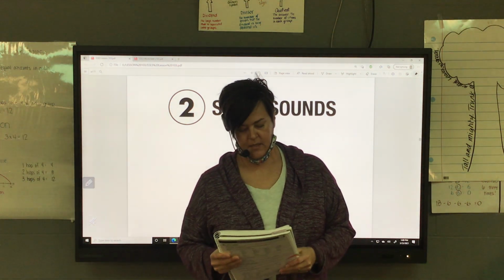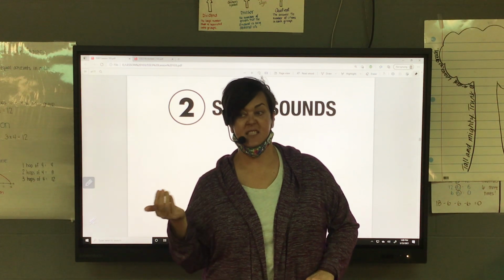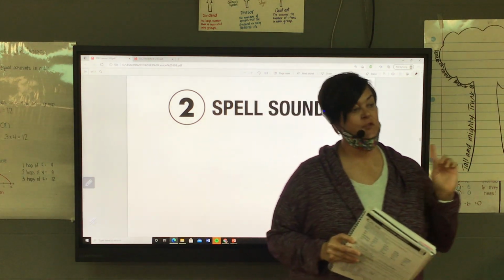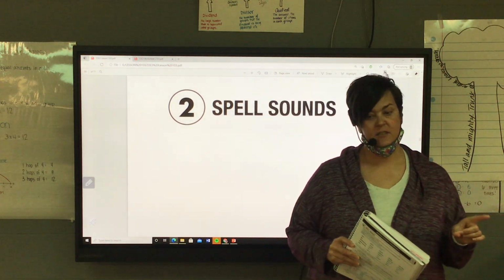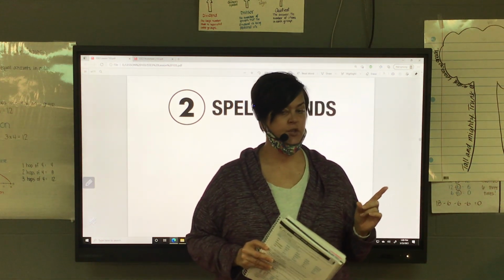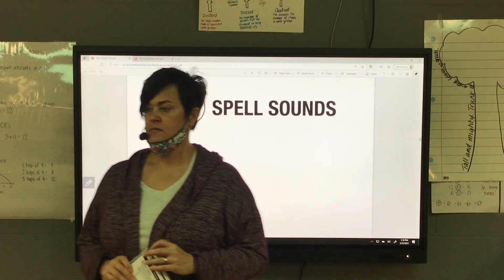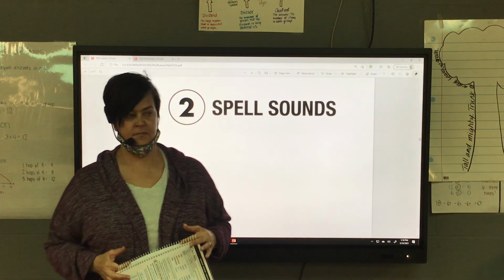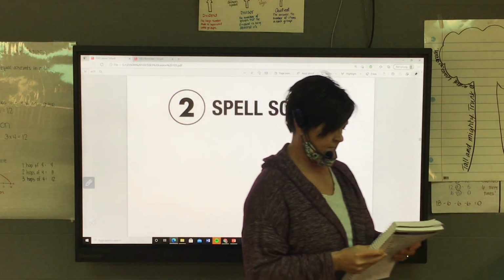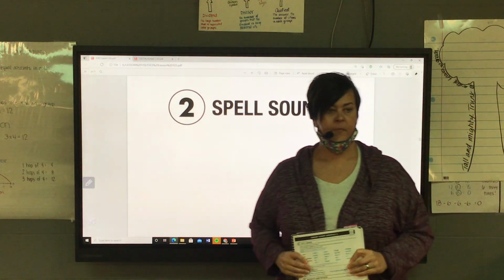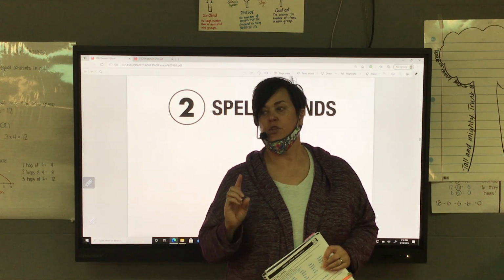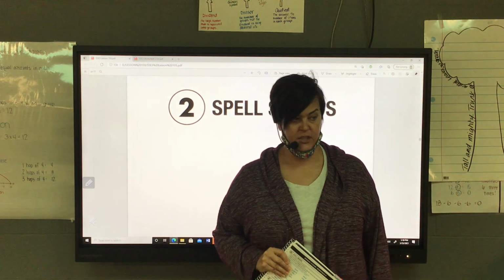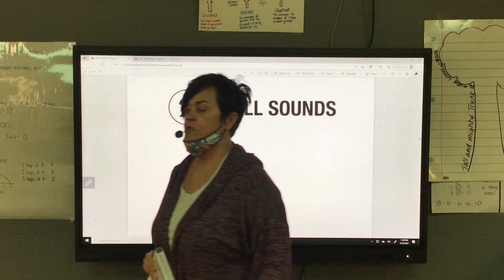Next line. Listen carefully before you repeat the sound, okay? Ch at the end of a word after a short vowel. Ch at the end of a word after a short vowel. Next line, j at the end of a word after a short vowel.